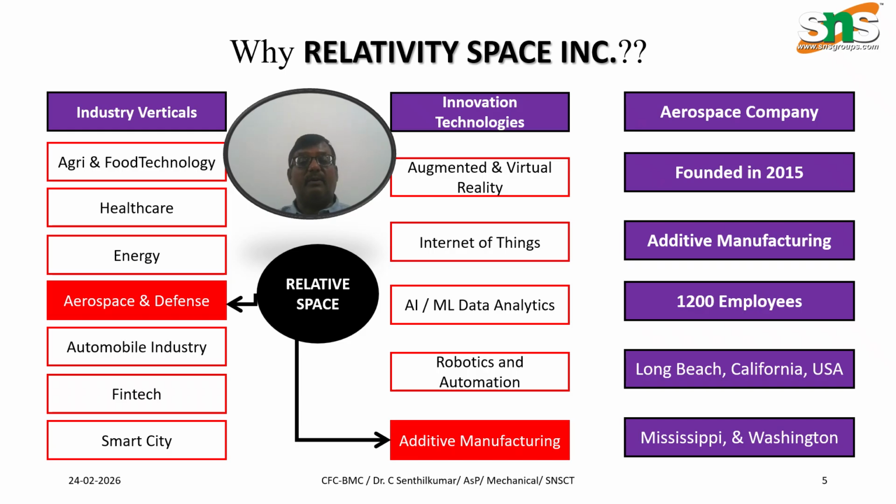Coming to why Relative Space Incorporation. We know the industry verticals and innovation technologies. These technologies are connected with aerospace and defense. This industrial vertical is connected with the innovation technologies. One of the six innovation technologies is additive manufacturing. The aerospace and defense sector is connected with additive manufacturing.